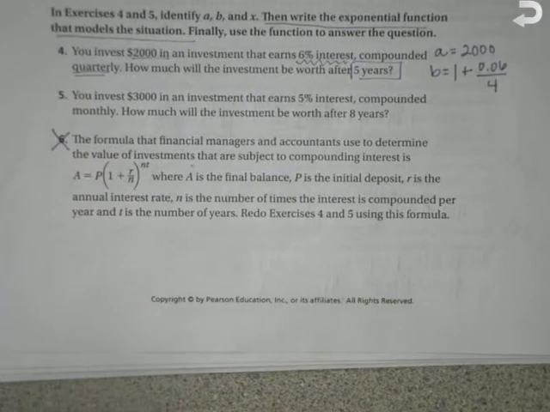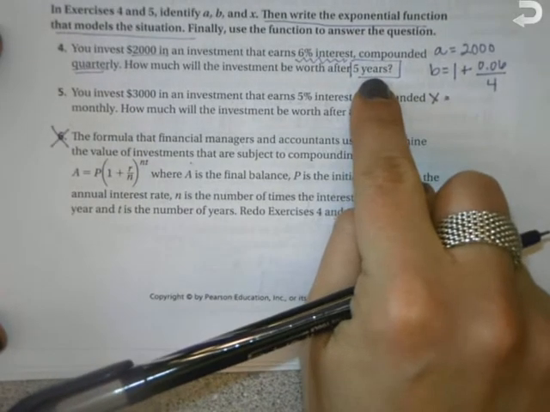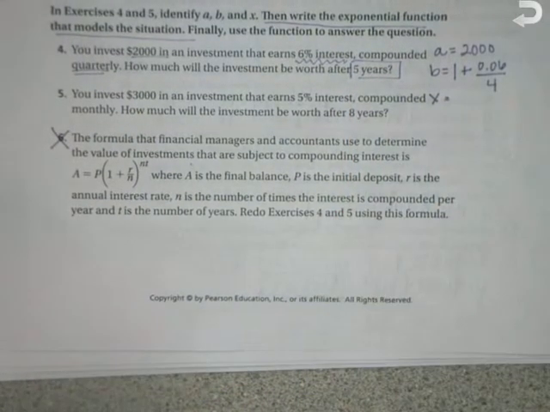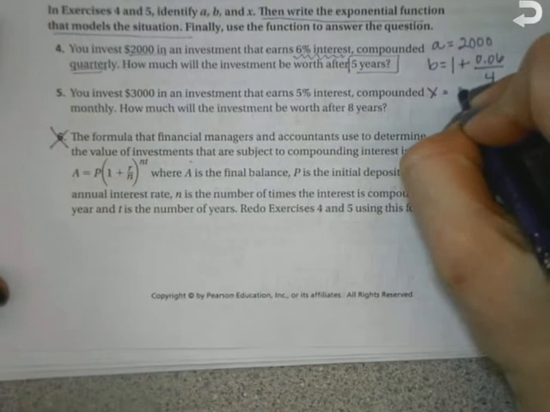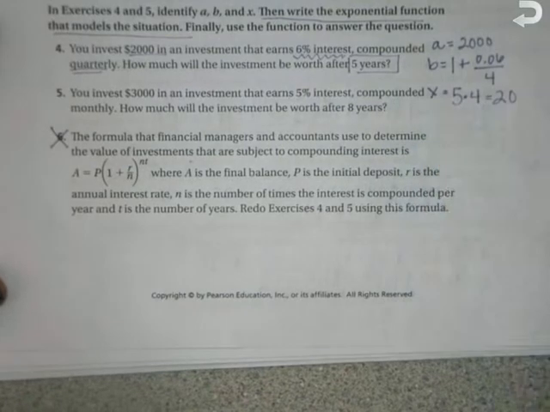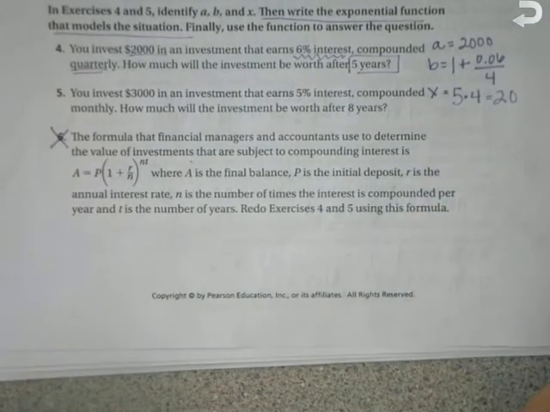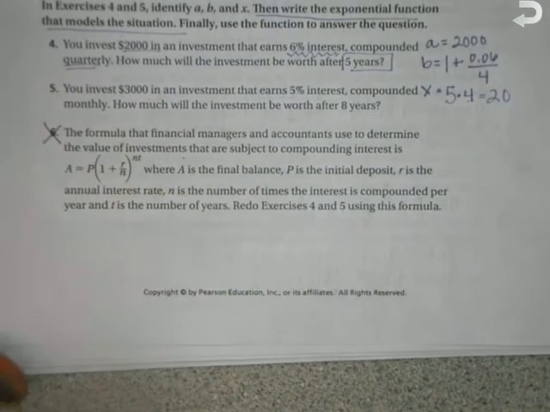And then we need to figure out what x is. I want to know how much you have after 5 years, but I'm calculating 4 times a year. So how many times will I actually be multiplying? 20. 5 times 4 gives me 20. So I want you to write the 5 times 4 just so you know how we got it. 5 years, 4 times a year is 20 times.